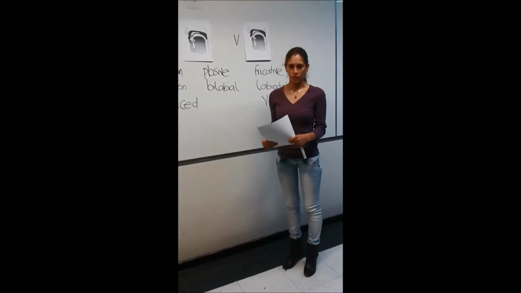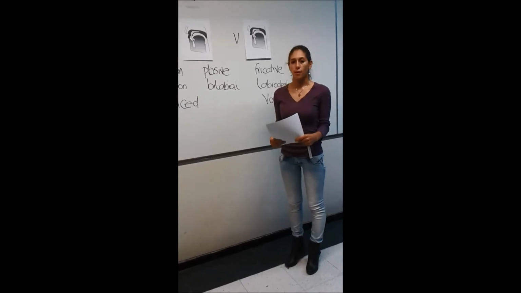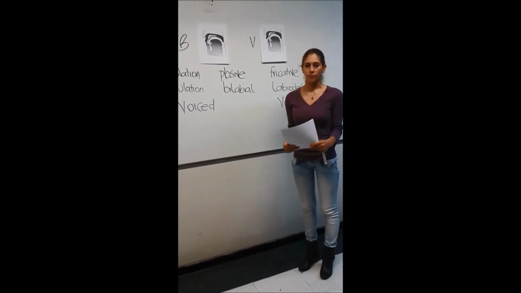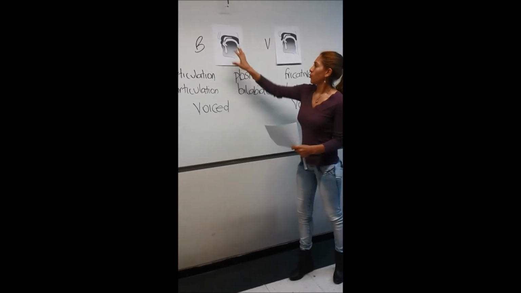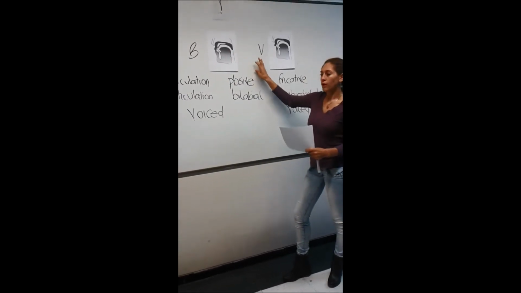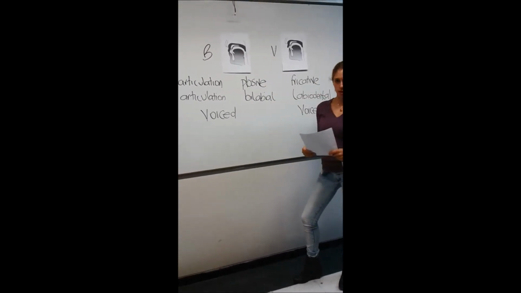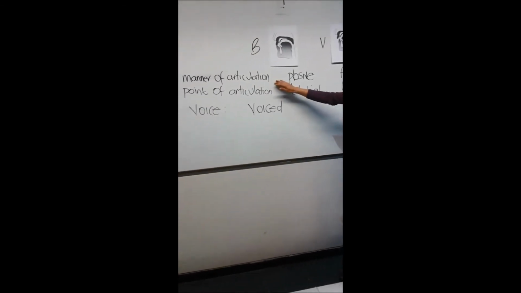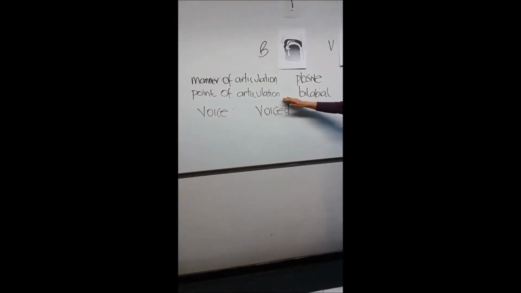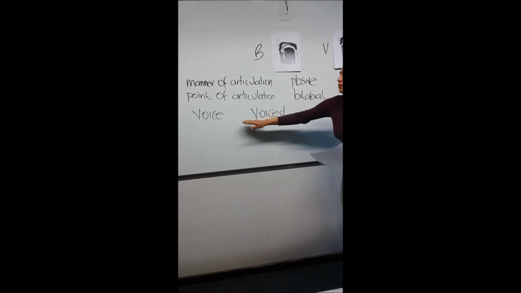Let's start with the consonants. Today I'm going to explain the consonant B and the consonant V. With each consonant, we can find three characterizations: manner of articulation, point of articulation, and voice.